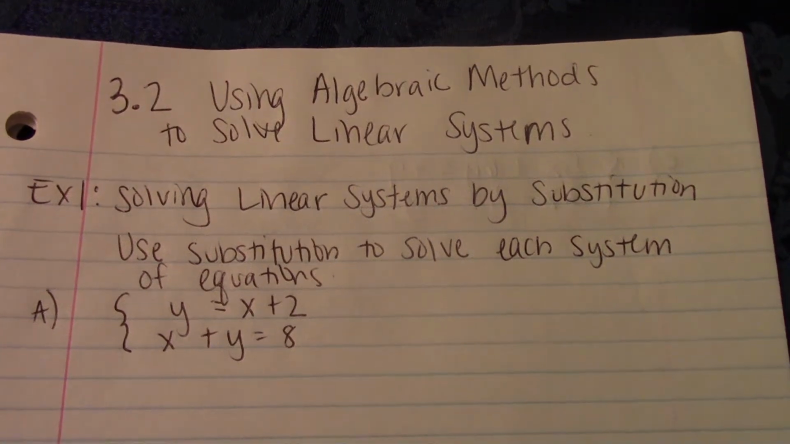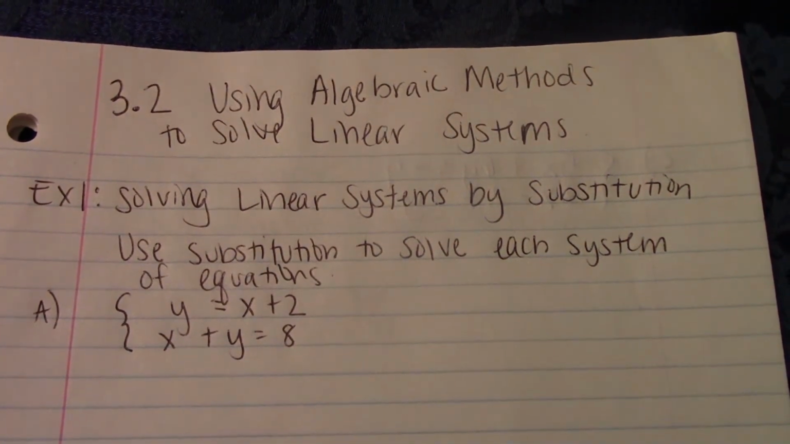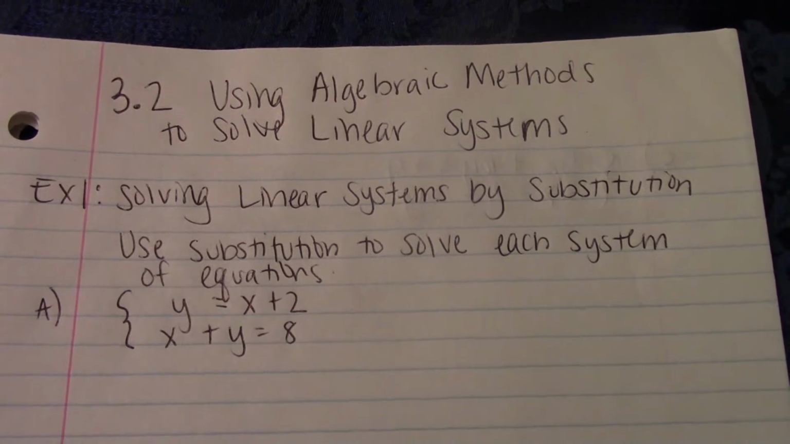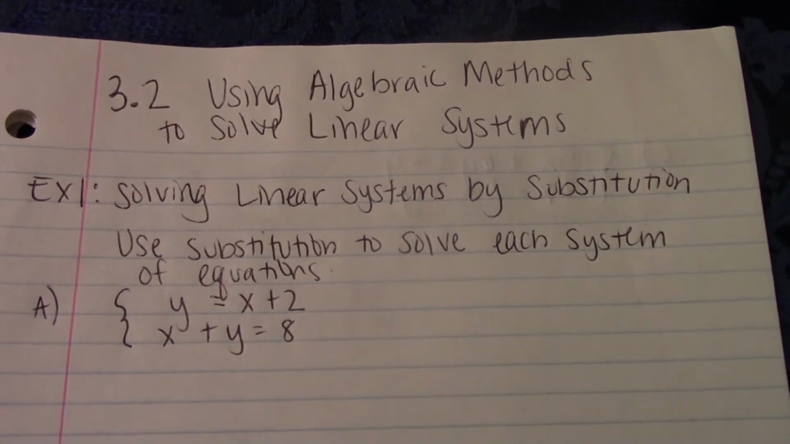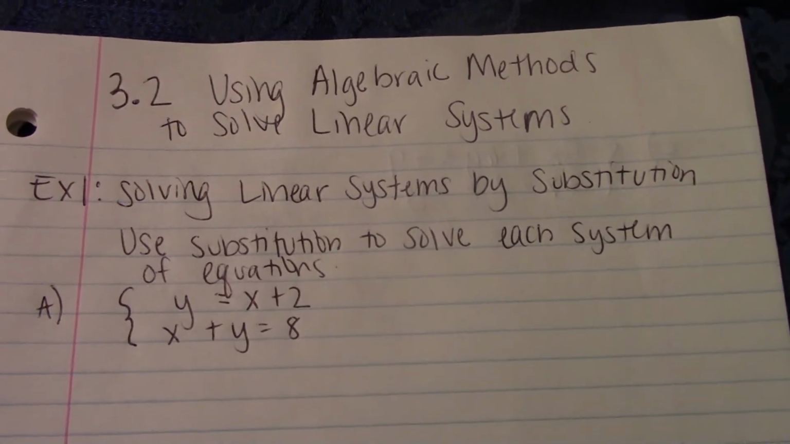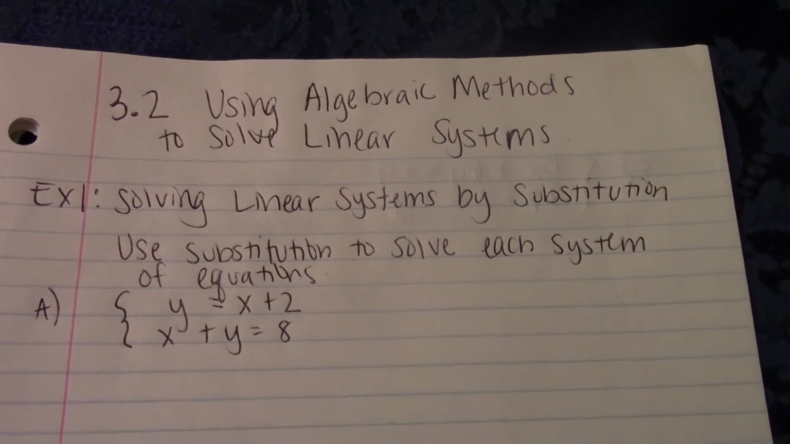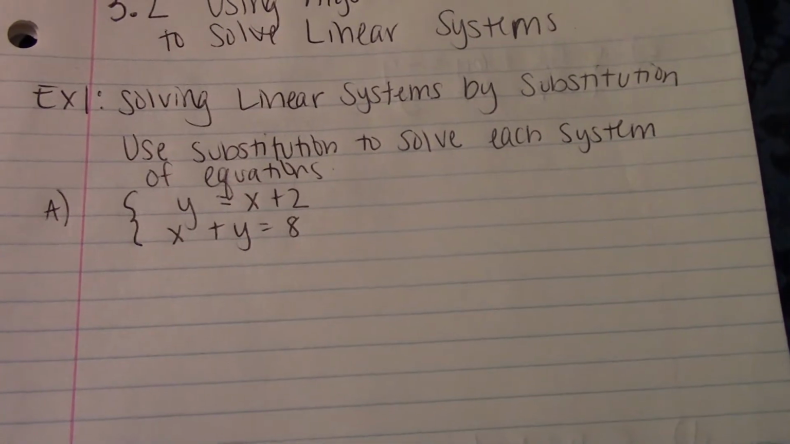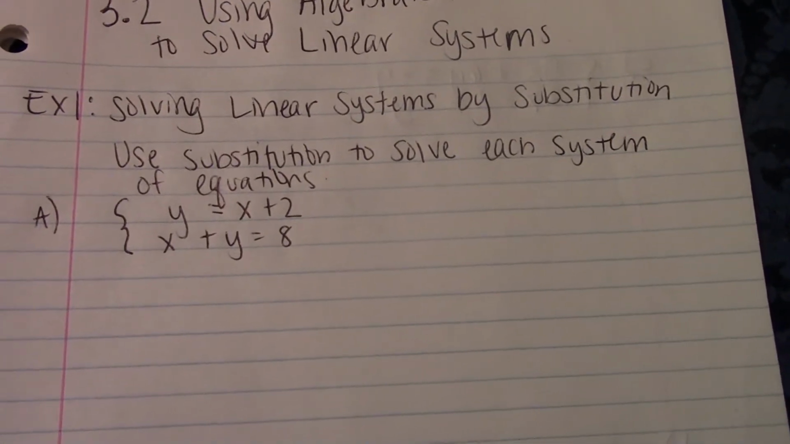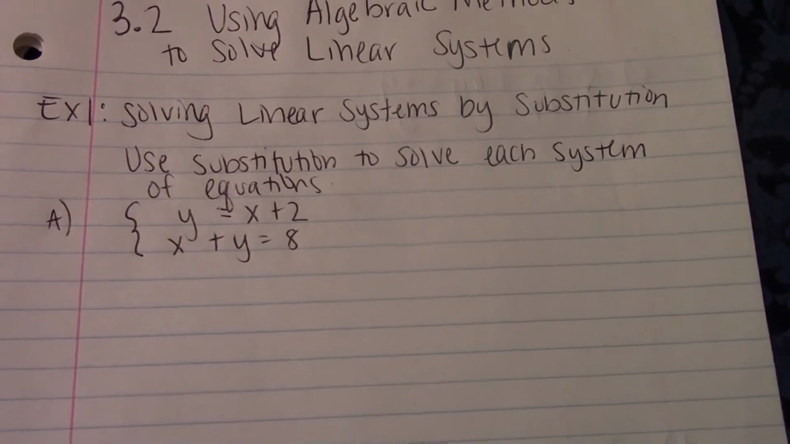Today we are going to go over 3.2, using algebraic methods to solve linear systems. Last time in 3.1 we talked about how to graph and solve linear systems. We are doing the same thing today, but instead we are going to use our algebra instead of graphing. So example 1, solving linear systems by substitution. Now remember, substitution is when you replace something.